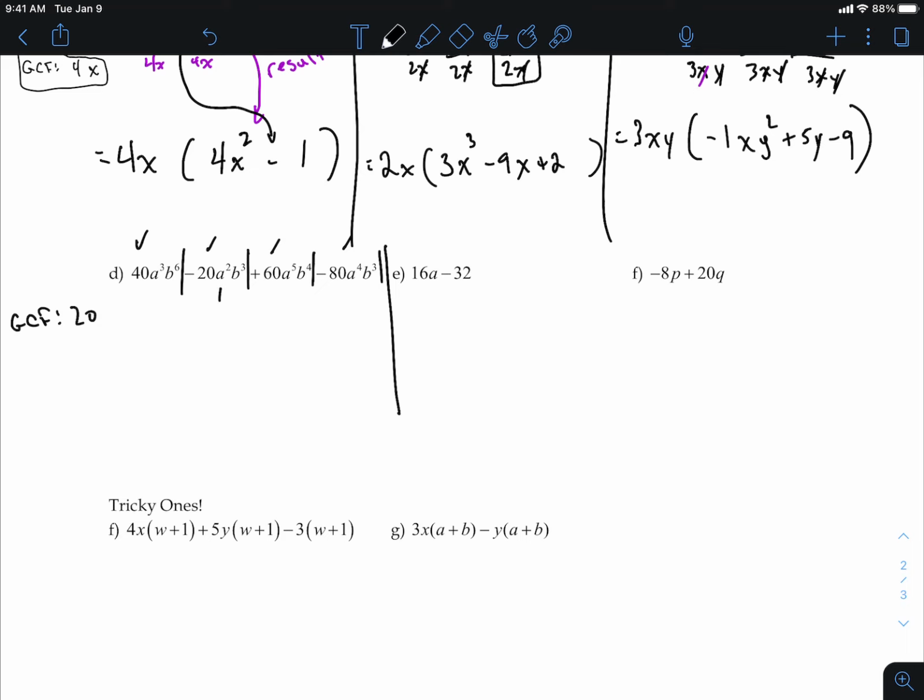The second person only has 2 apples, so I'm going to take the 2 from all 4. Then I'm looking at the B. How many B's can I take away from all 4 people? 3. So B cubed. Now, next step is just to write 20A squared B cubed. Open up the brackets and tell me what's left on the inside. So something that looks really big follows the exact same rules. It's really not any more difficult.